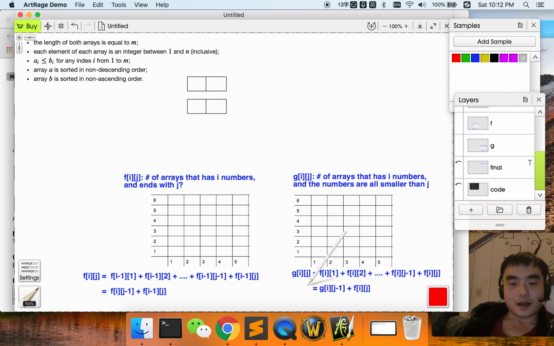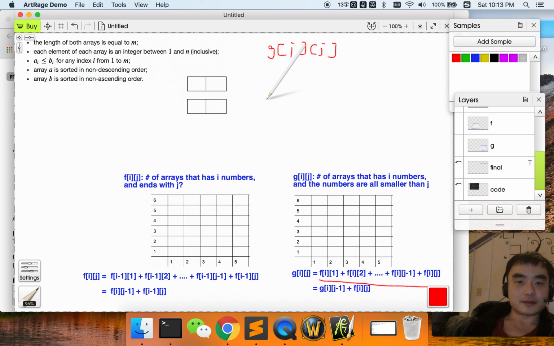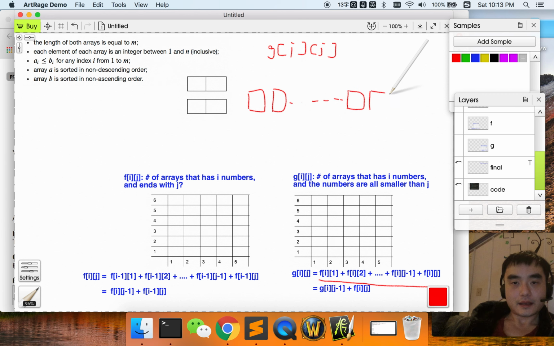So let's move on to the formula here. I hope everyone understands the definition here, right? So that we can move on to the formula. So let's say we want to calculate G i j, and we have I slots to fill, right? And all of those numbers should be smaller or equal than J, right?